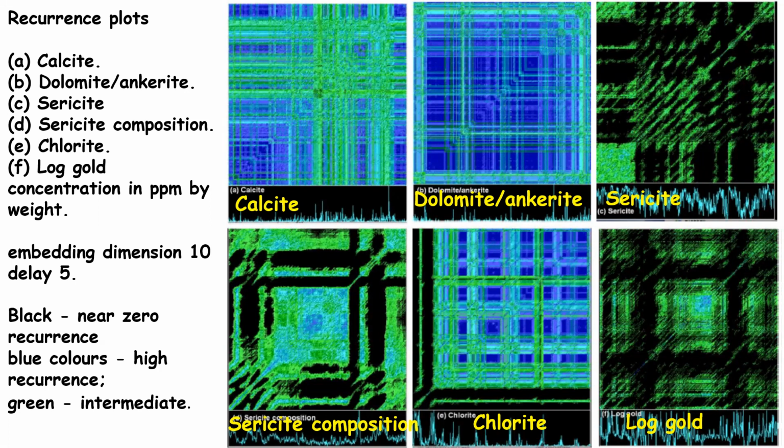All plots show strong chaotic transitions, the horizontal and vertical lines, although precise correlations of these transitions are not obvious from one plot to another. The presence of these transitions distinguishes these signals from white noise, so there is clearly structure in the system. Strong determinism, diagonal lines, is patchily developed, particularly in the plots for cerussite composition and gold concentration.